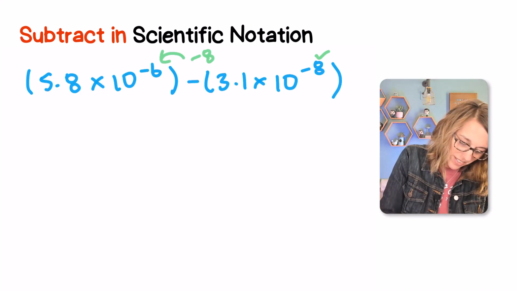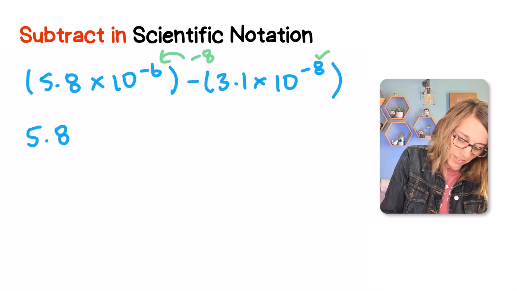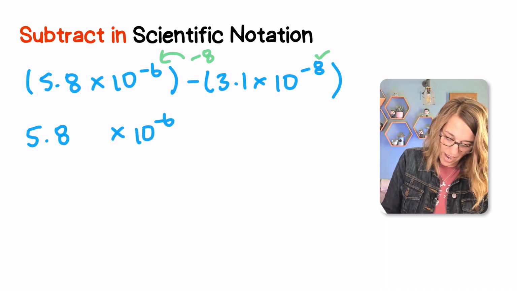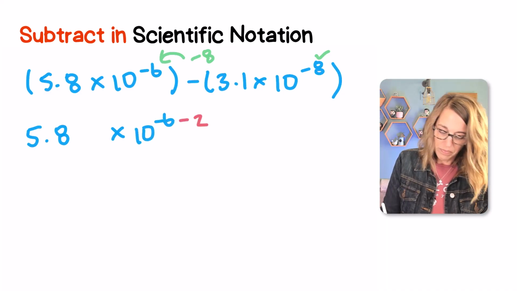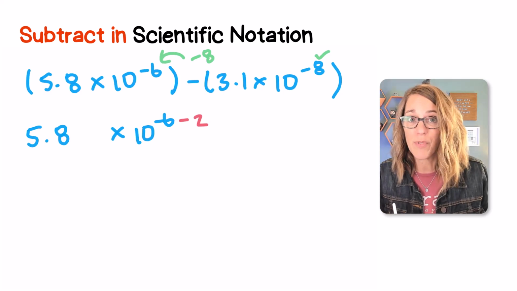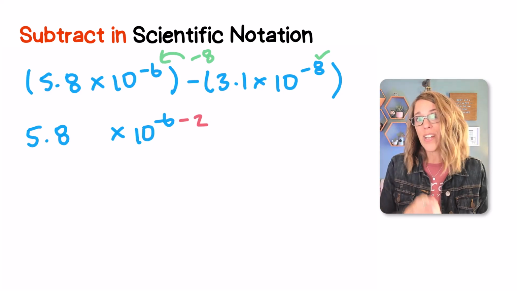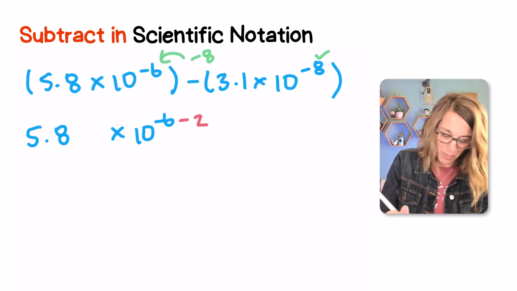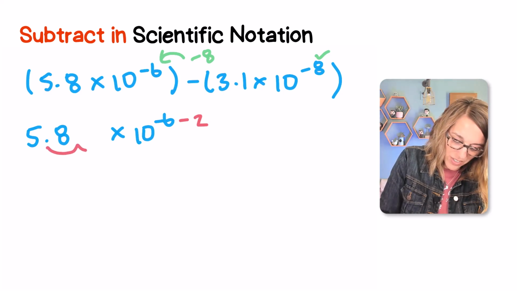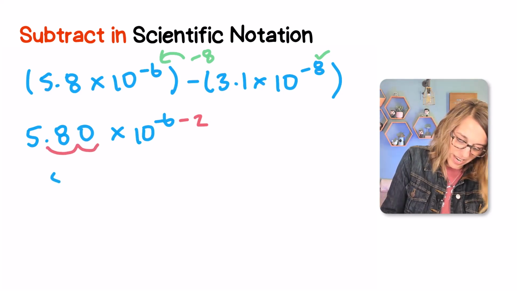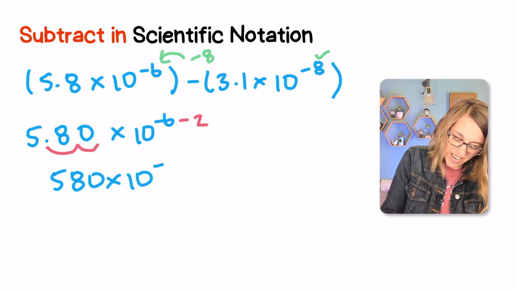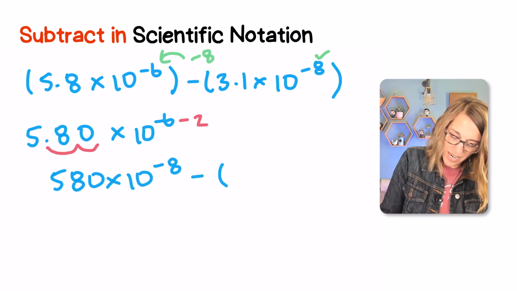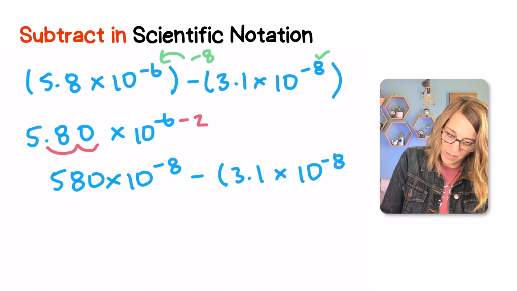So as I'm working with this, I've got 5.8, leave yourself a little bit of room here, times 10 to the negative 6. I need to subtract a 2. If I make this smaller by subtracting a 2, I need to make the coefficient out front bigger by 2 decimal places. So I'm going to go 1, 2 decimal places. So I get 580 times 10 to the negative 8th, perfect, minus 3.1 times 10 to the negative 8th.